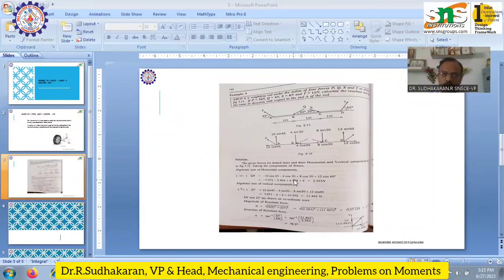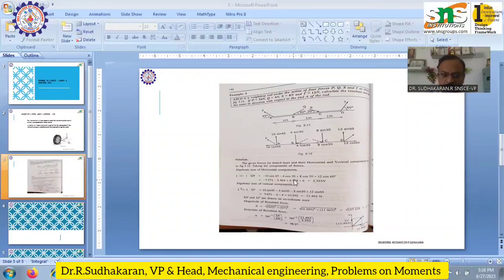Now what I am going to do is apply the conditions of equilibrium. So what are the conditions of equilibrium? The sum of the horizontal components of all the forces is equal to 0. The sum of the vertical components of all the forces is equal to 0. And then we have to find the sum of the moments of all the forces about a particular point, equated to 0. So these are the three conditions of equilibrium.